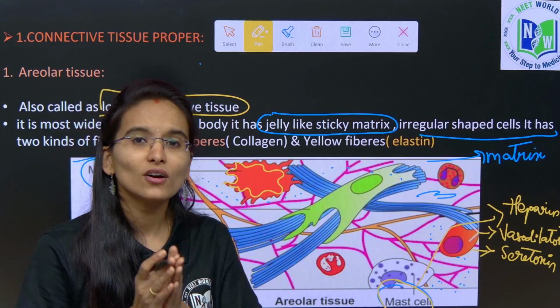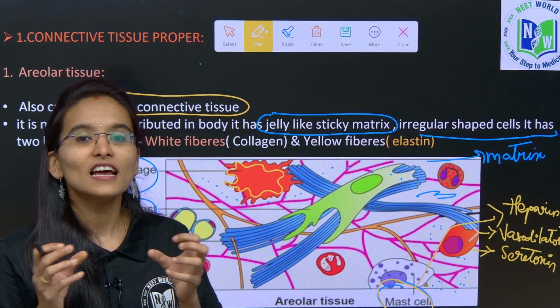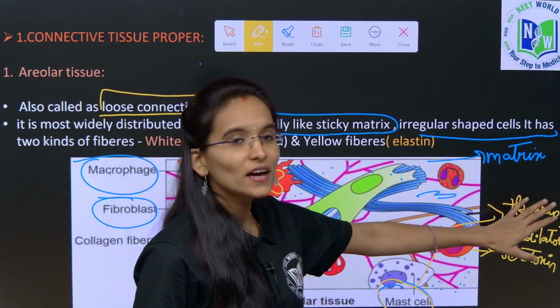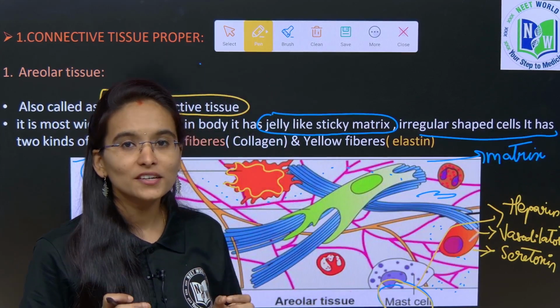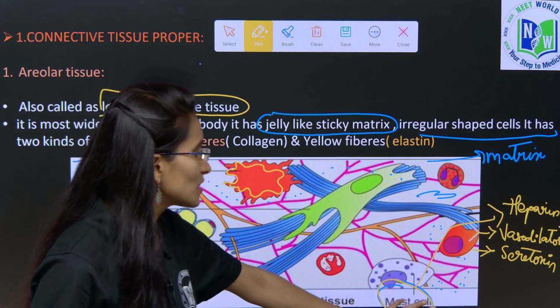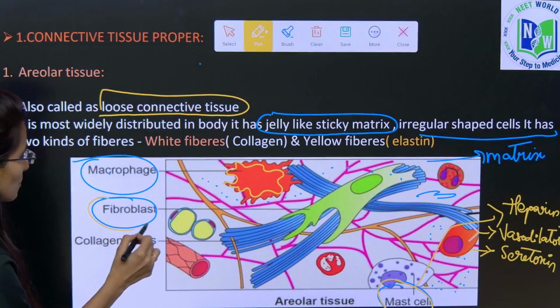Serotonin is involved in contraction of the vessels, and vasodilator is involved in relaxation of the vessels, and heparin is an anticoagulant which is going to prevent the blood from clotting. Clear with the mast cells? Yes. Next, coming towards the fibroblast.